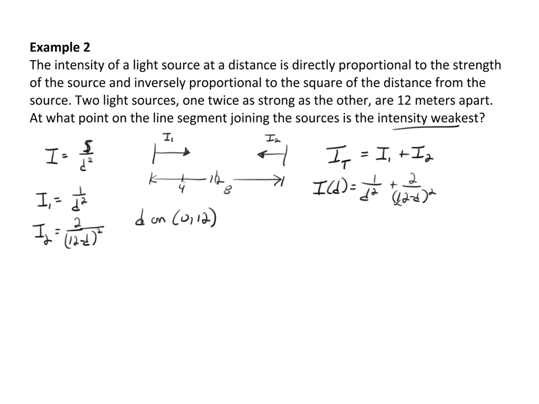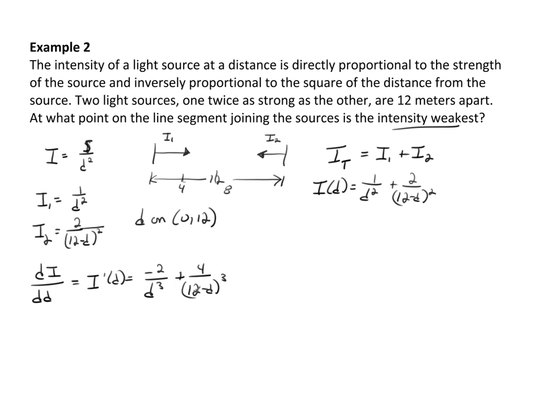So that means I'm going to do what I always do. I'm going to take a derivative. So dI/dd, okay, that's kind of weird notation there because of the double d's, because my variable is d, but that's just the same as saying I prime of d. That first derivative is going to be a negative 2 over d cubed, plus 4 over 12 minus d cubed.